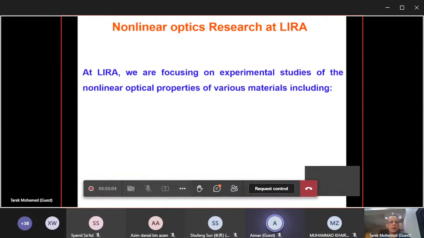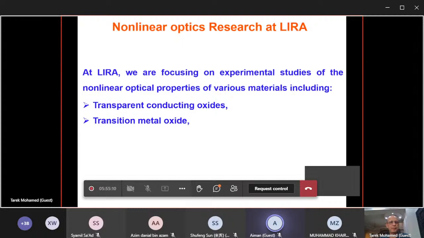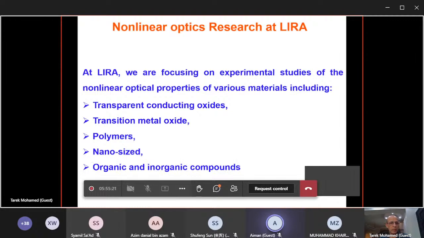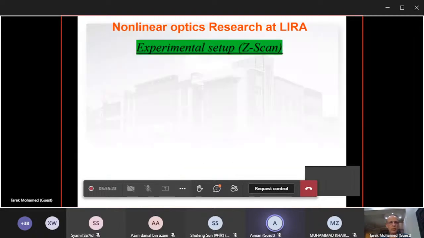In this direction, we focus on studying different materials like transparent conducting oxide. These materials have a lot of applications: transparent conducting oxide, transition metal oxide, polymer, nano-sized material, organic and non-organic compounds. So here is a quick example.